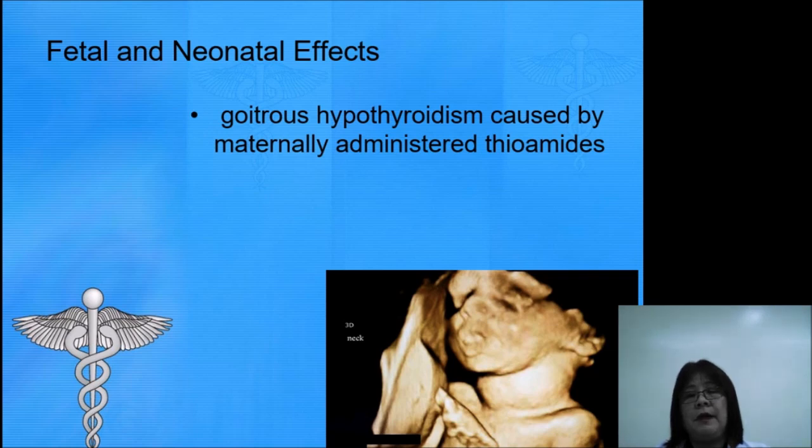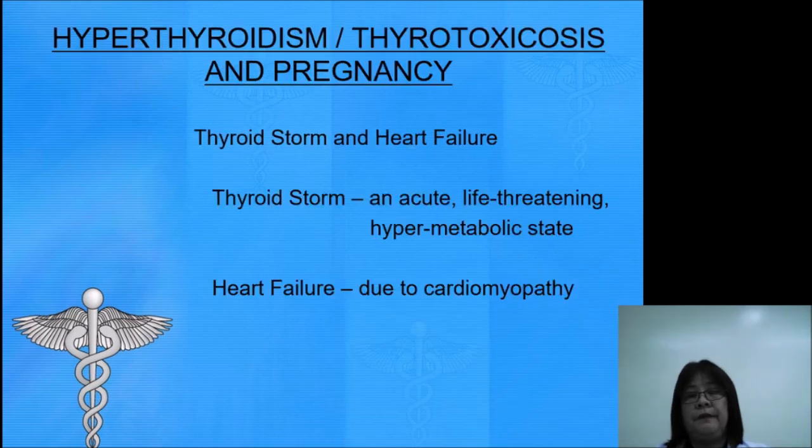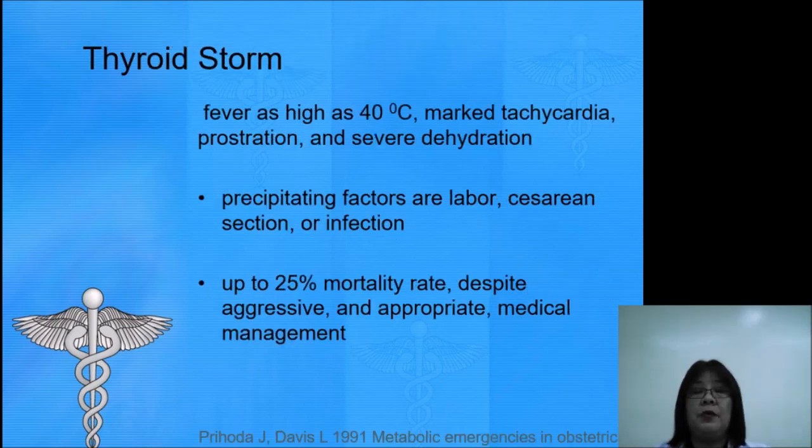The baby will develop hypothyroidism, so with goiter. If the mother was not given medications during pregnancy, one of the dreaded complications of thyrotoxicosis in pregnancy is thyroid storm and heart failure. And what is thyroid storm? It is an acute, life-threatening hypermetabolic state. And your patient will have heart failure due to cardiomyopathy.